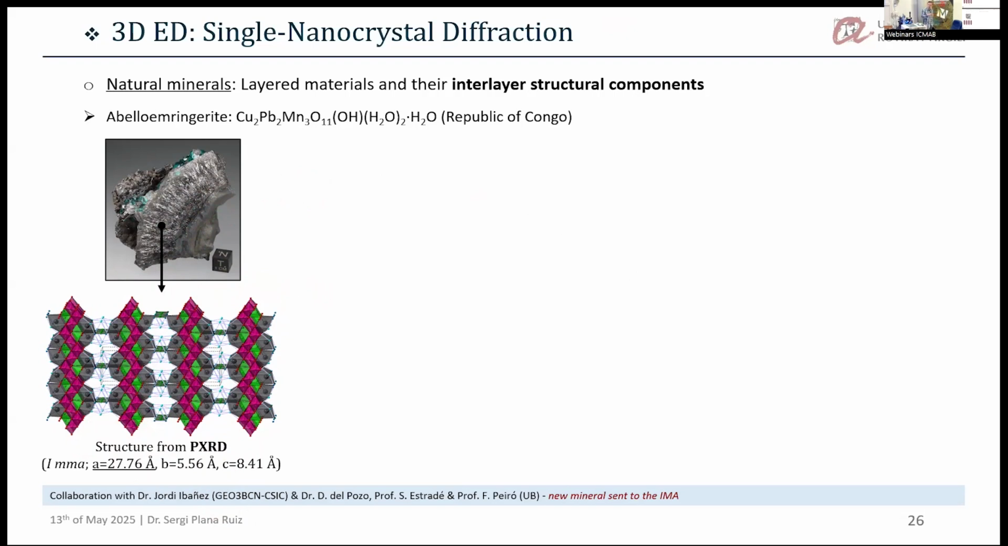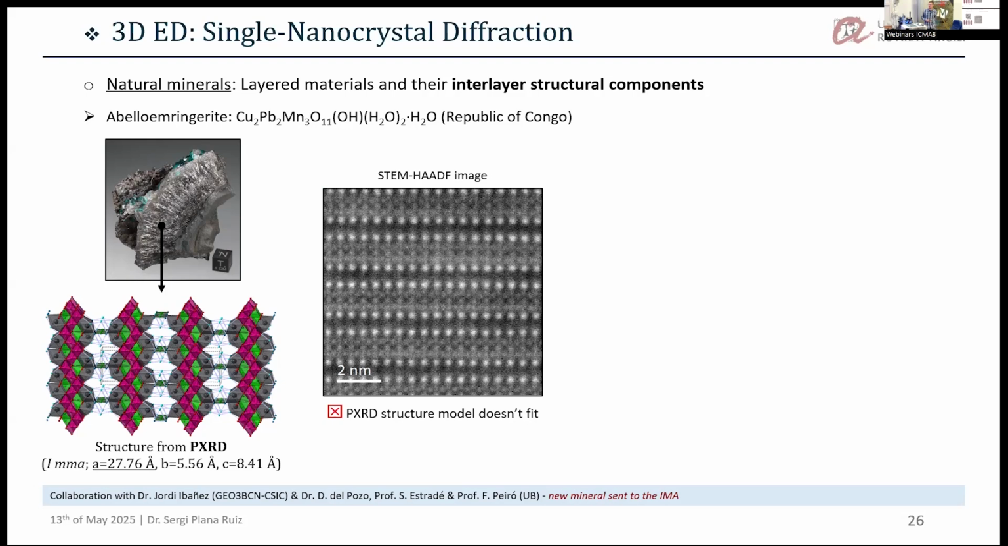So Jordi then went to my colleagues at the Universitat de Barcelona to collect some EELS data to determine the oxidation state of this material, and they got this STEM HAADF image. Problem here: the powder X-ray diffraction structure was not fitting. So this structure was not corresponding to this image. Therefore, if you do 3D ED, then you can obtain the structure from this exact region.